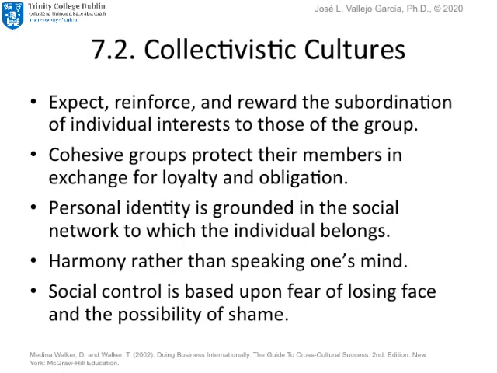Whereas collectivistic cultures expect, reinforce, and reward the subordination of individuals' interests to those of the group. Cohesive groups protect their members in exchange for loyalty and obligation. Personal identity is grounded in the social network to which the individual belongs. Harmony rather than speaking one's mind. And social control is based upon the fear of losing face, on the responsibility of shame, the possibility of shame. So individualistic cultures are related to direct cultures, to low-context communication cultures, to egalitarian cultures.